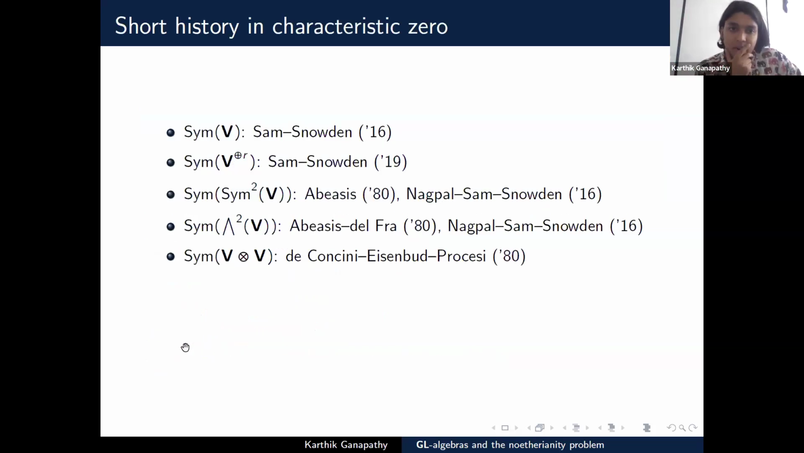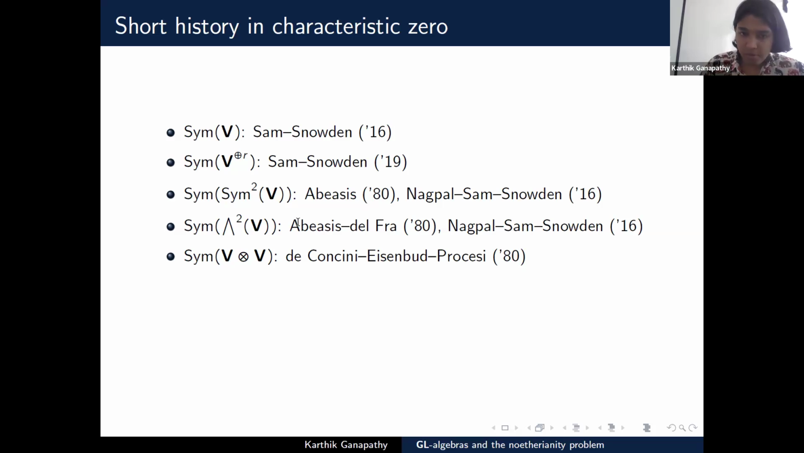Let me give a brief history of how, at least in characteristic 0, these were studied in a systematic fashion. In the 80s, many people were interested in ideals in GL algebras in characteristic 0, primarily because they wanted to study ideals of minors. That's really the reason. And in these 3 cases, at least, Abeasis and Del Fra, and De Concini, Eisenbud, Procesi, looked at the lattice of GL stable ideals, and they proved that the ascending chain condition holds for the lattice of GL stable ideals.